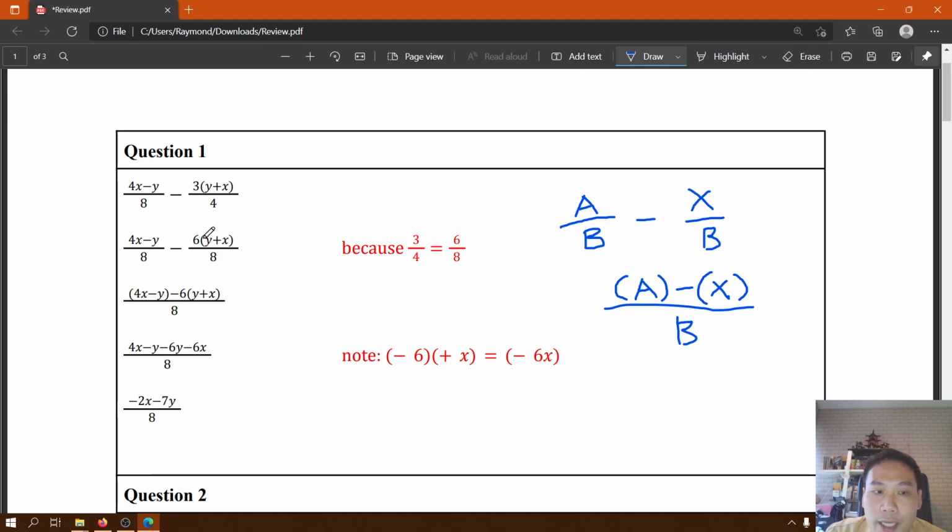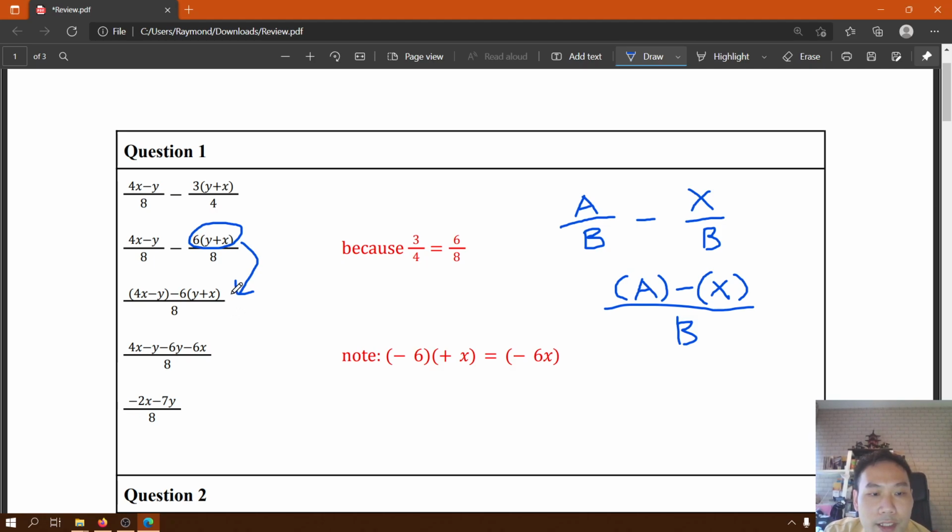However, if you expand this first and get 6y plus 6x, which is what you will get if you expand this, then when you bring it to the next step, you have to put the entire numerator in the bracket. If not, mathematically, you'll be incorrect, as I explained earlier. Okay, do take note of this.